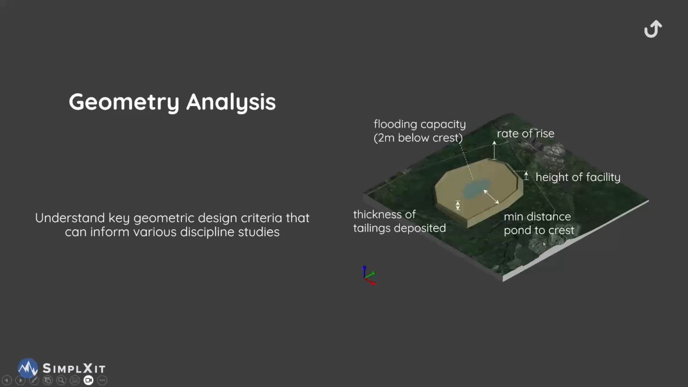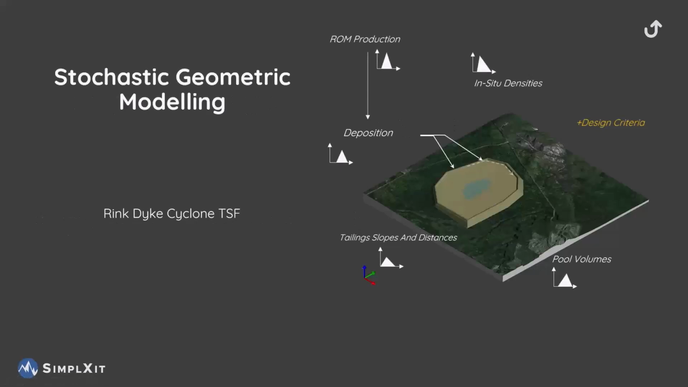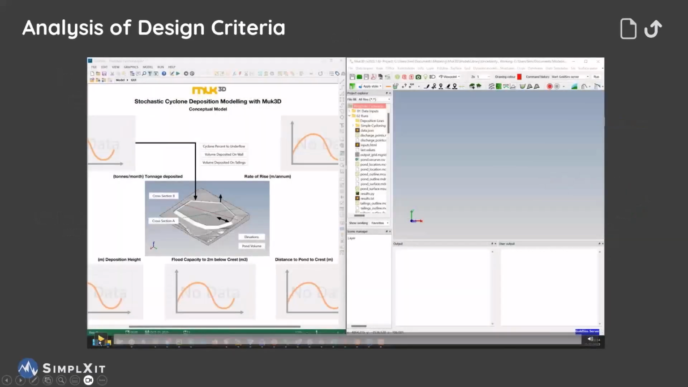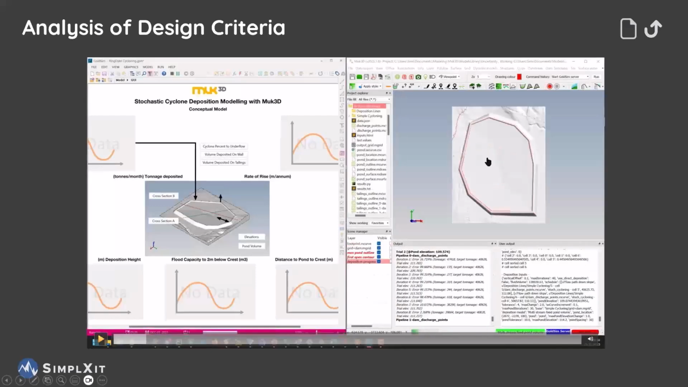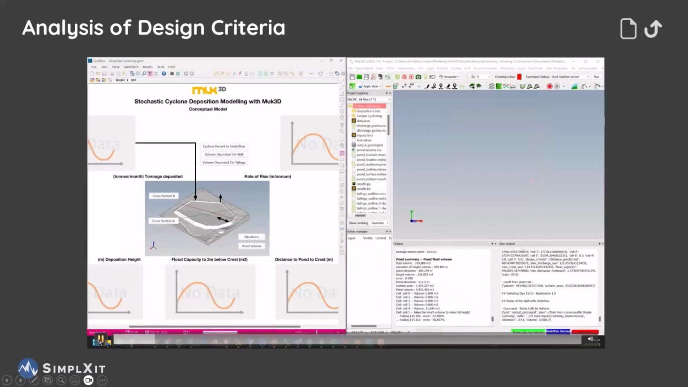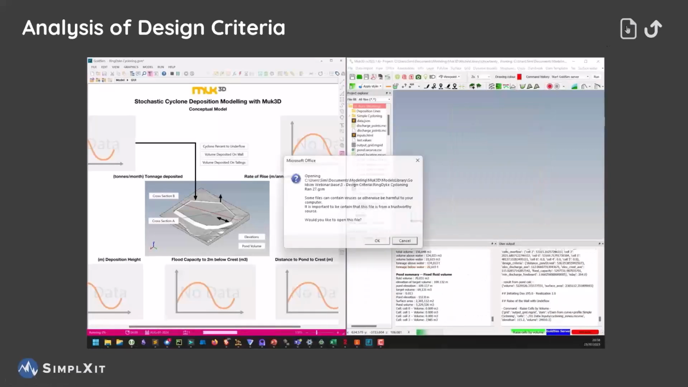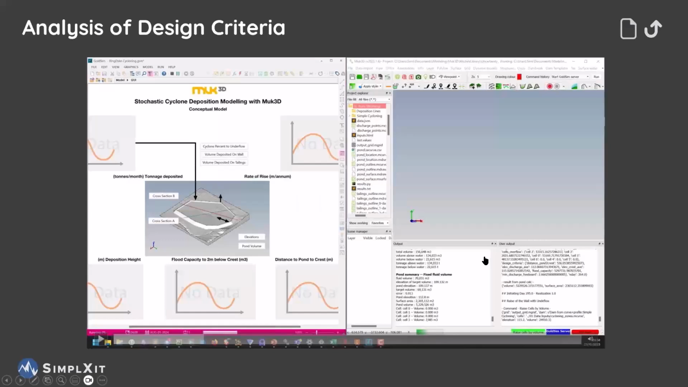Or it can be the minimum distance from the pond to the crest. So not only will we do the deposition run, but we'll do the design criteria calculation. I'll just show you how the model is being run, and you'll see that it does all the various runs. And ultimately, I just want to show you the actual model.